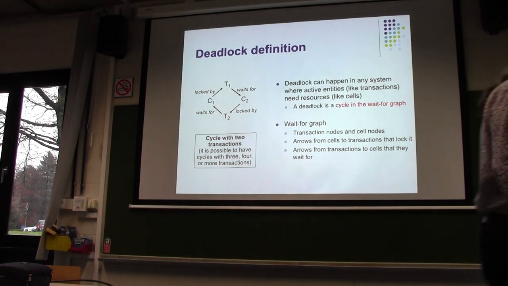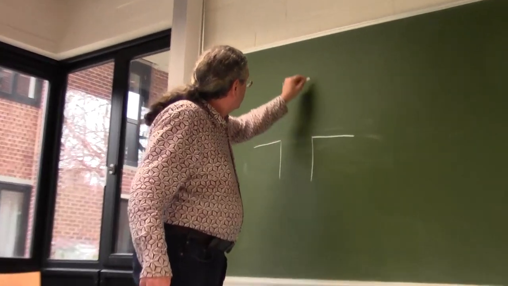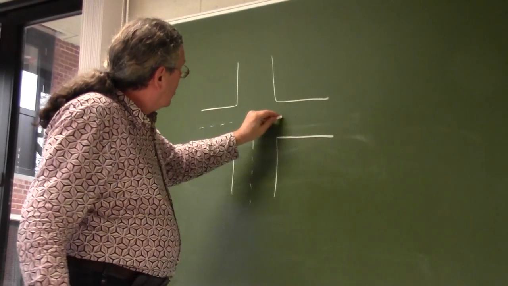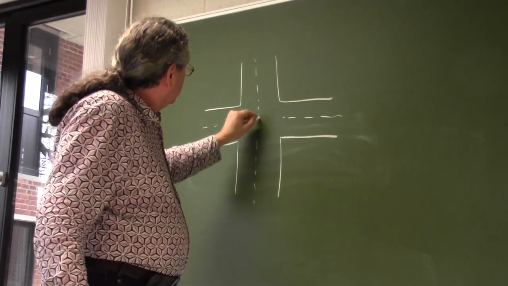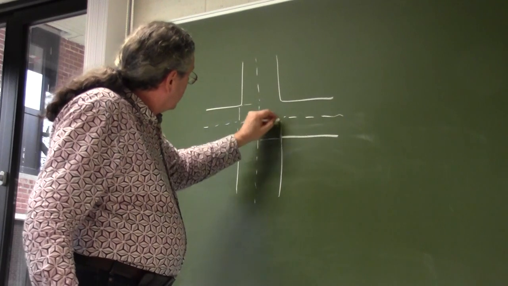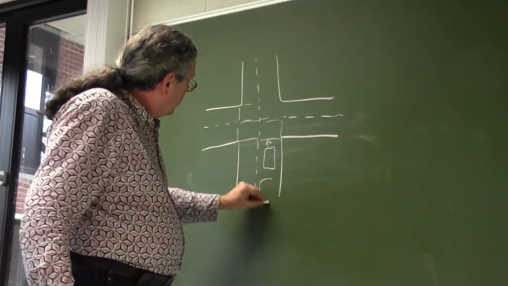So there's a classic example, which is the roads in the intersection. So here's a road. Let me just give this simple example. So here is an intersection. Okay. So now there are these four parts, and there are cars, okay?